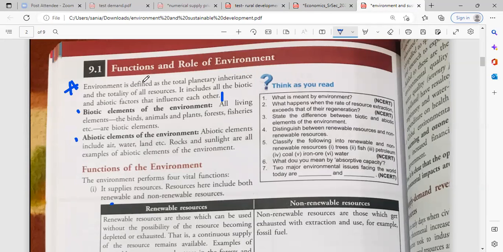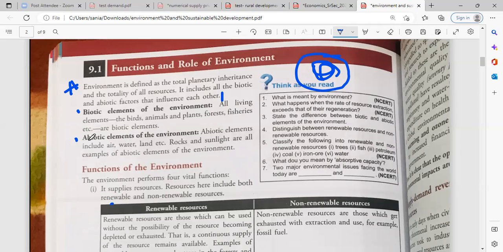Environment is defined as the total planetary inheritance and the totality of all the resources. Whatever is inside the planet Earth is your environment, plus all the resources available on that planet come under environment. It includes all the biotic and abiotic factors that influence each other.